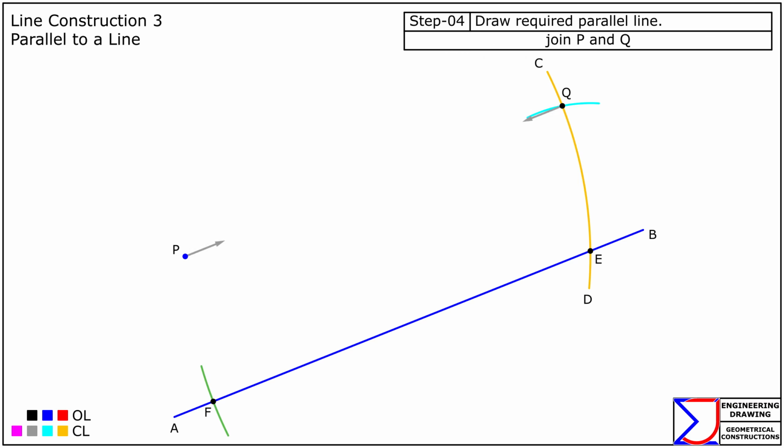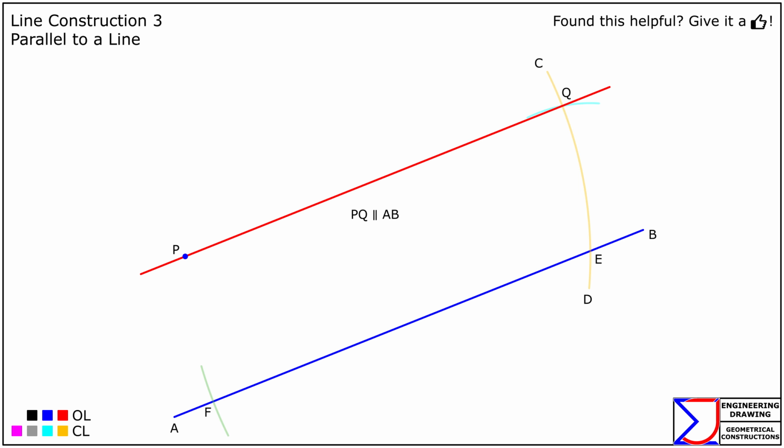Finally, draw a straight line through P and Q. Thus, this line is parallel to AB. This method provides an easy and precise way to draw a parallel line through any point.